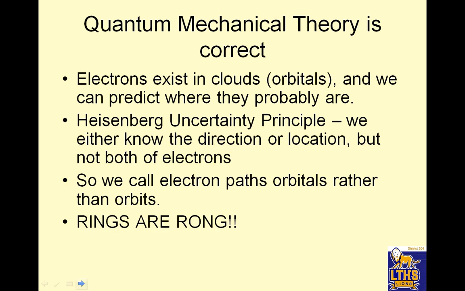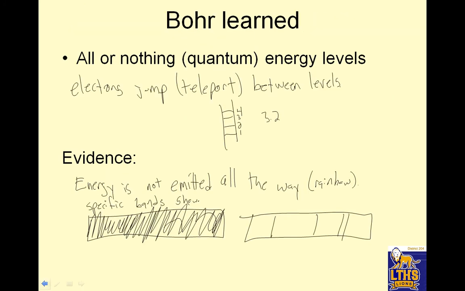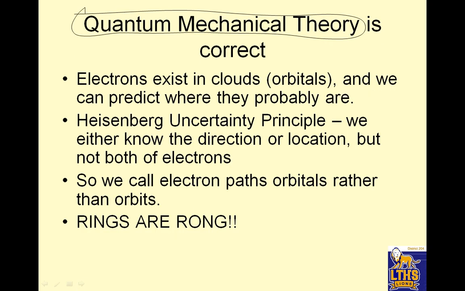The quantum mechanical theory is correct. You need to know quantum mechanical theory. Bohr's model was called the planetary model. And what Bohr thought, it's what you learned in elementary school. Bohr thought there was a nucleus and then there would be rings around it. And this was Bohr's idea. Okay? Quantum mechanical theory is correct. That means the other ones are wrong.